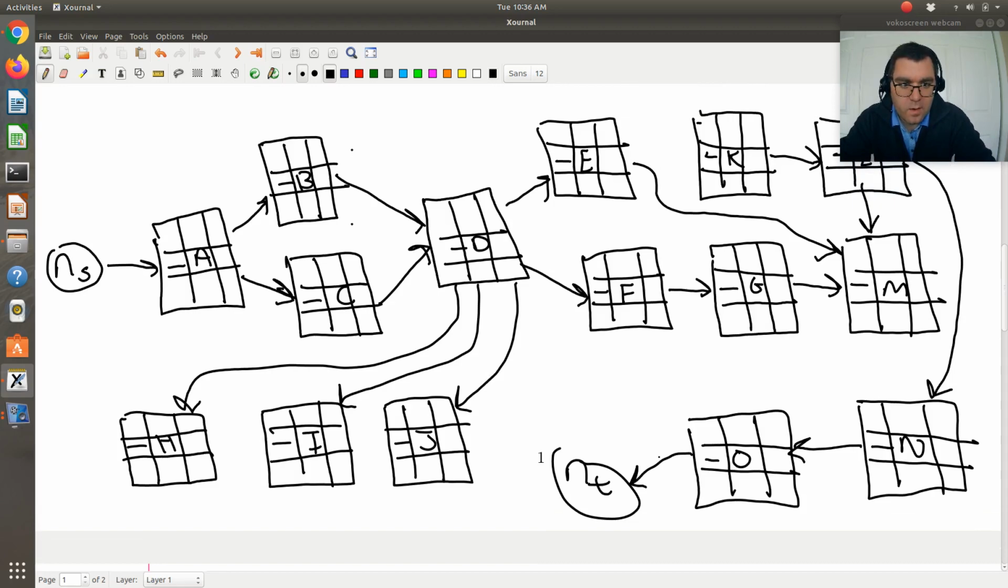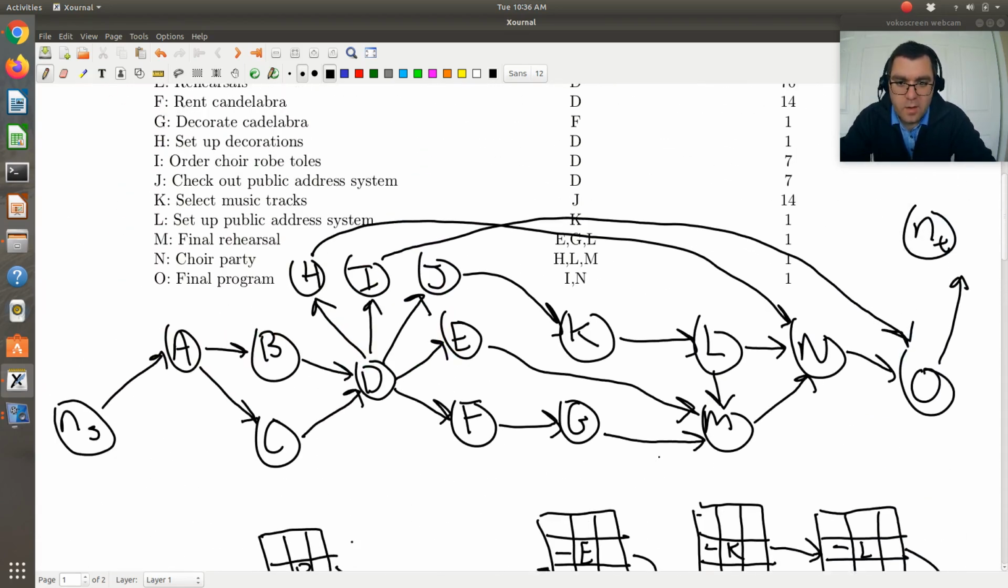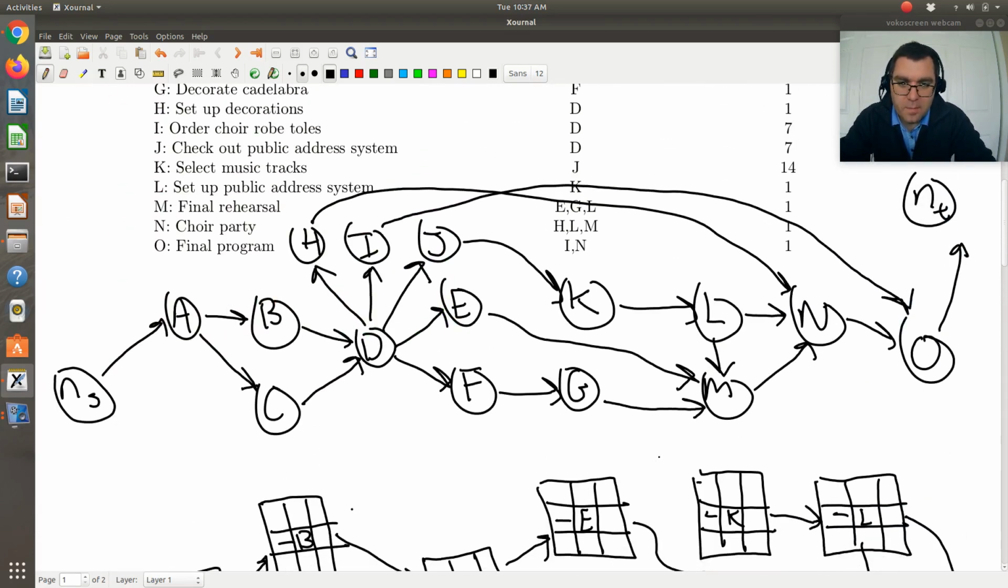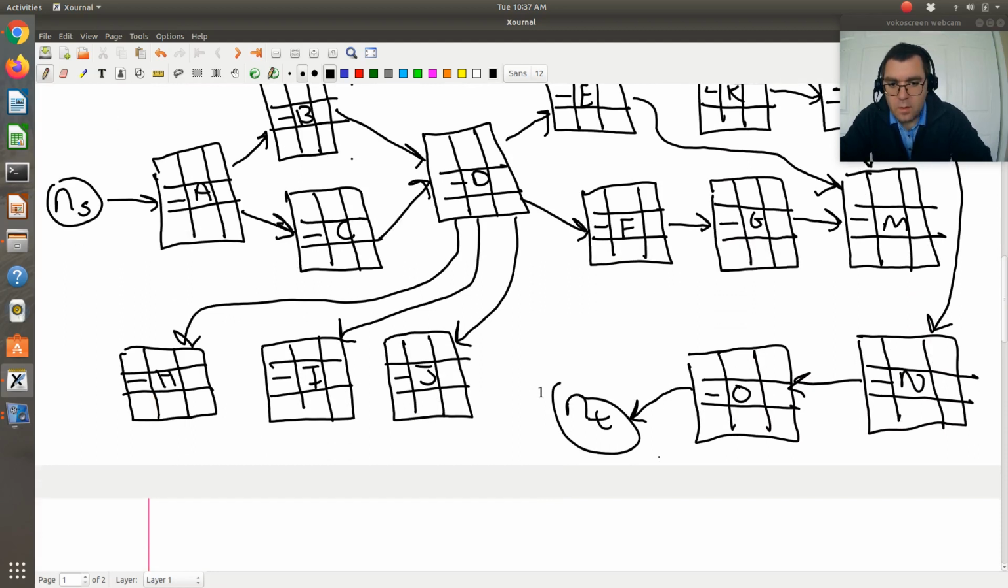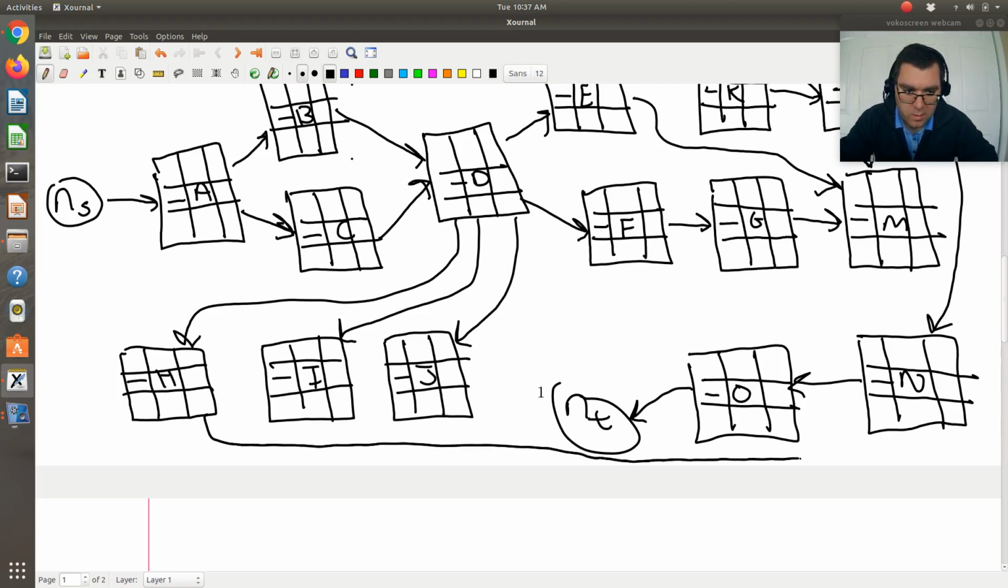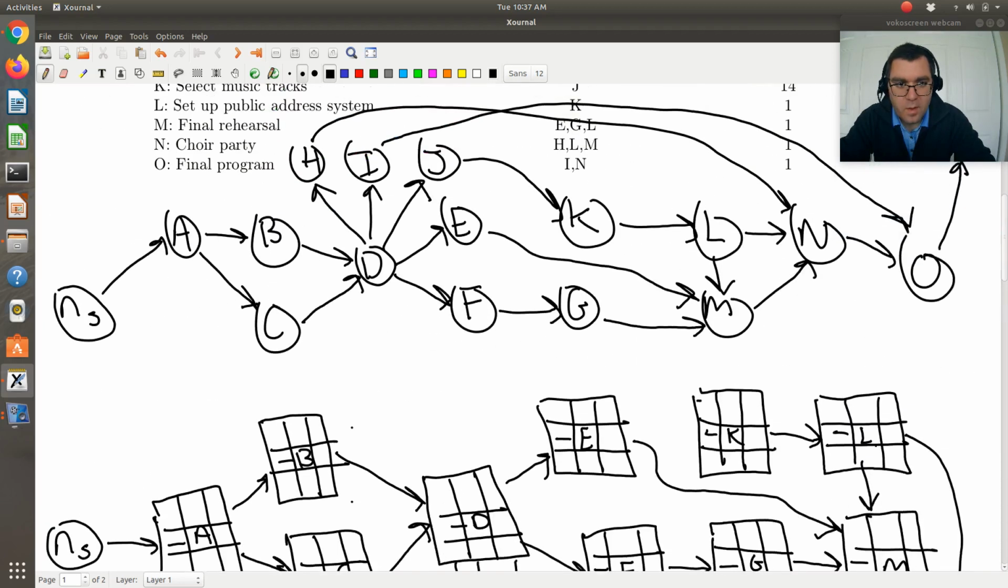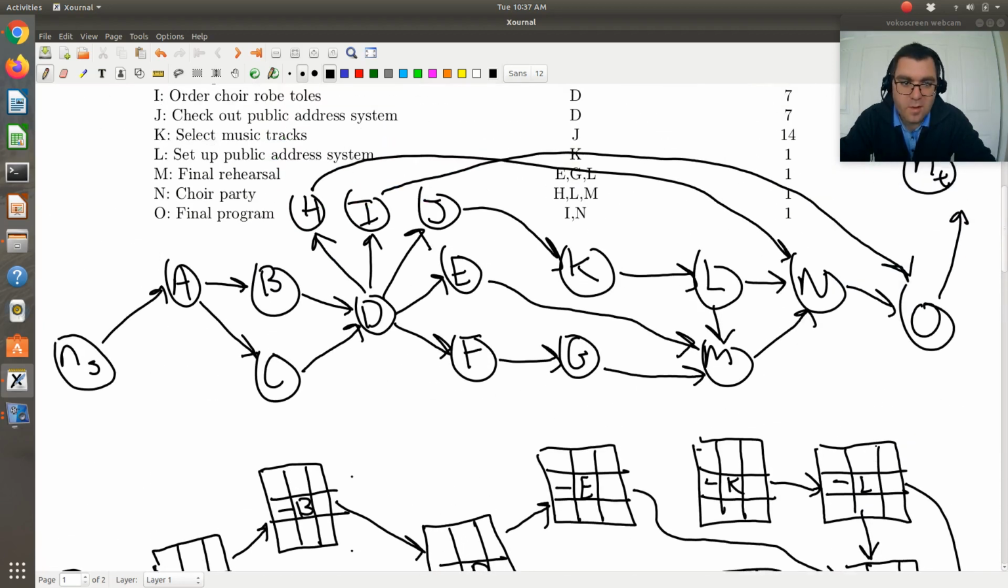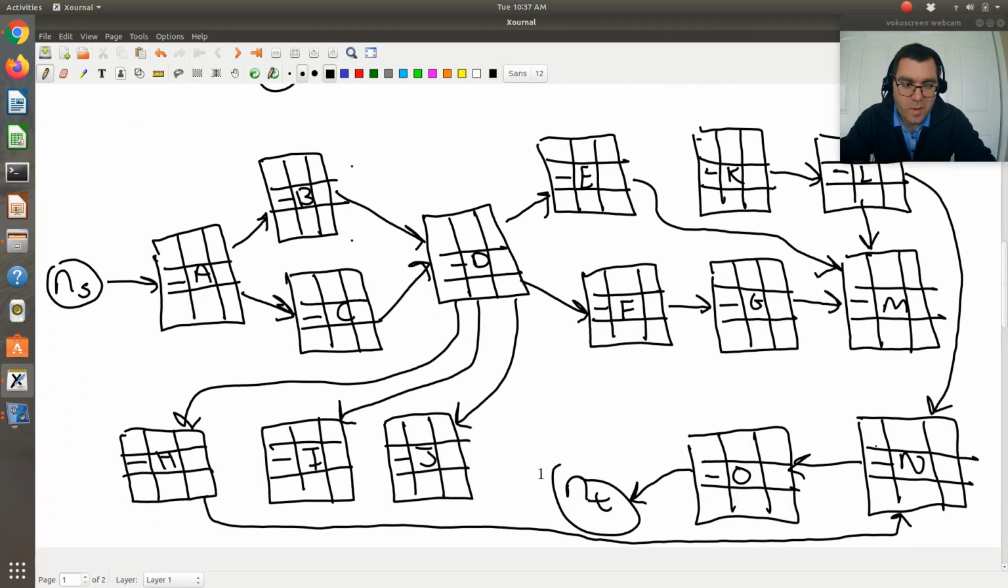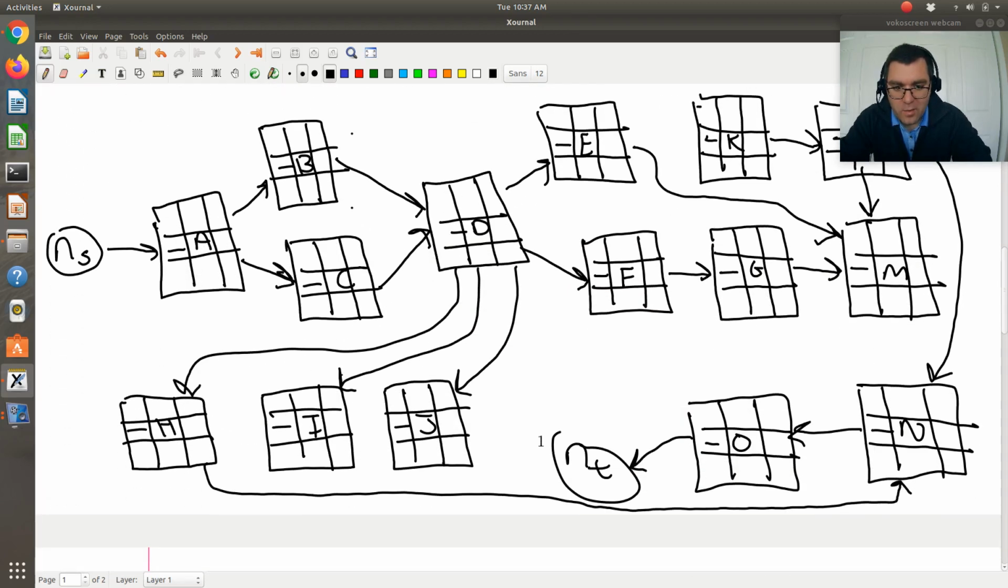Okay, now I need to see if I can draw on H going to N. I can squeeze down here, I guess. There's H going to N. Yeah, my network looks terrible. I goes to O. Okay, I can get I going to O in.